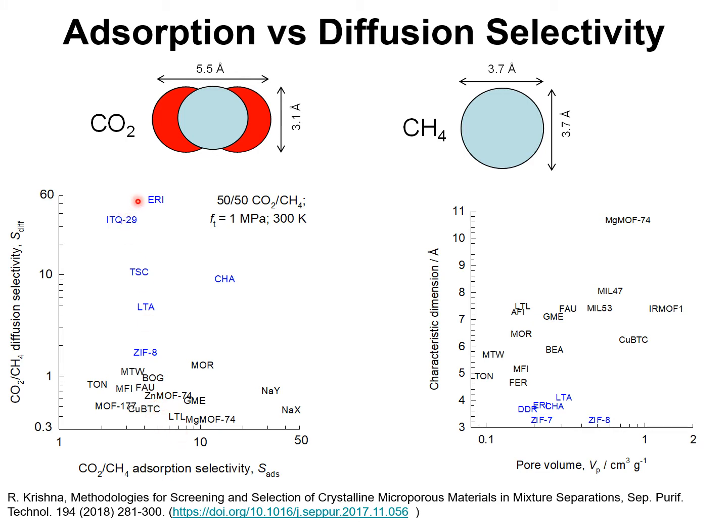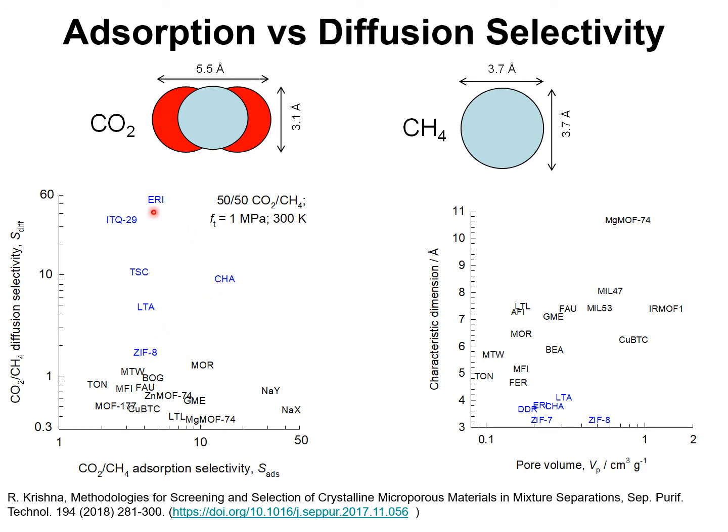First thing to appreciate is that these materials are all cage window structures with window dimensions smaller than about 4.1 or 4.2 angstrom. These are colored blue. They are Chabazite, Linde Type A, LTA zeolite, TSC zeolite, that is the zeolite with the largest cage volume, ITQ-29, ERI zeolite, ZIF-8.